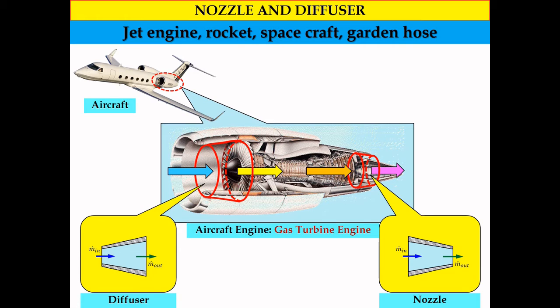Okay, so if you compare the difference between the diffuser and also the nozzle in terms of cross section area, for the nozzle the inlet cross section area is bigger compared to the outlet of the nozzle. So for the nozzle also we will have mass flow rate in and also mass flow rate out. So that is the difference between the diffuser and also the nozzle.